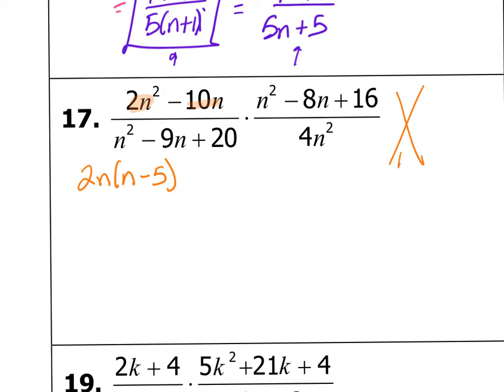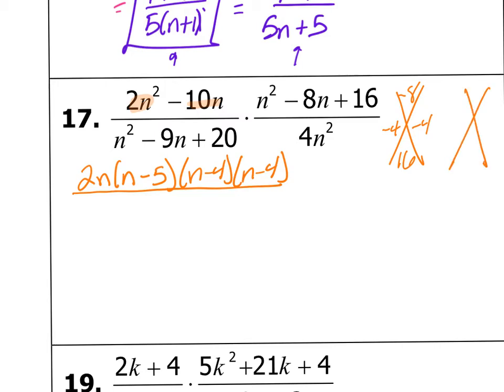So give me two numbers that multiply to be 16 and add to be negative 8. So I'm going to say negative 4 and negative 4. So n minus 4 times n minus 4. And there's my numerator. And now we're going to move to the denominator. So my denominator, I've got two numbers that multiply to be 20 and add to be negative 9. Well, I'm thinking that's negative 4 and negative 5. So I've got n, not plus 4. I'm thinking that's supposed to be n minus 4 times n minus 5.